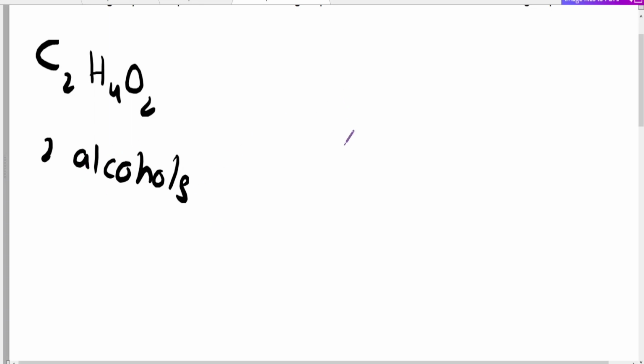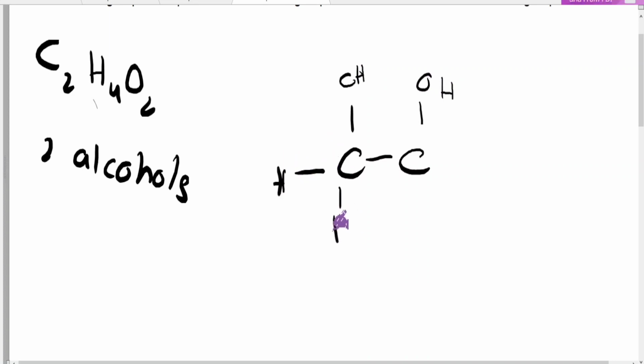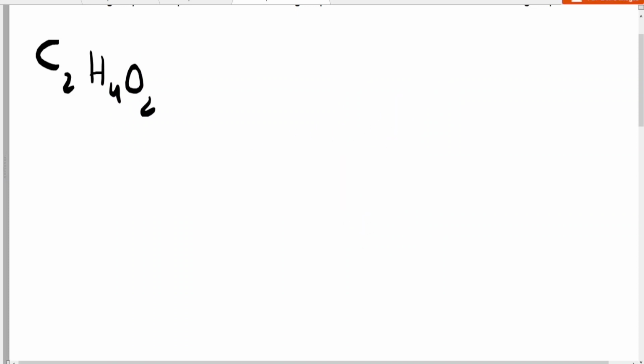So can I have two alcohols? Let's see. I have two carbon atoms, right? Two carbon atoms, and let's place the OHs on adjacent carbon atoms, and then hydrogen, hydrogen, hydrogen, and hydrogen to fill up the space. So 1, 2, 3, 4, 5, 6. Oh, I cannot have two alcohols as well because, my bad, the molecular formula says 4. I have 6 hydrogens. So now, what else can I have?